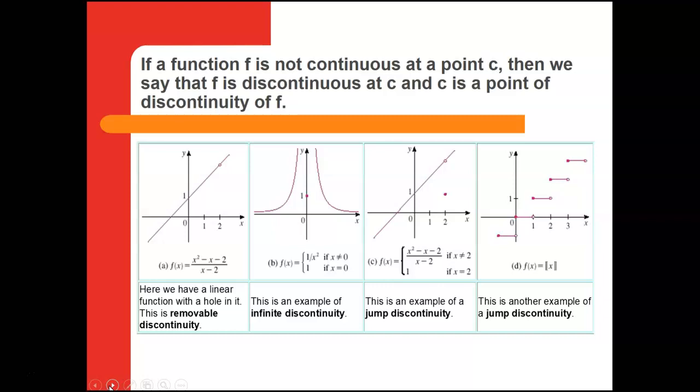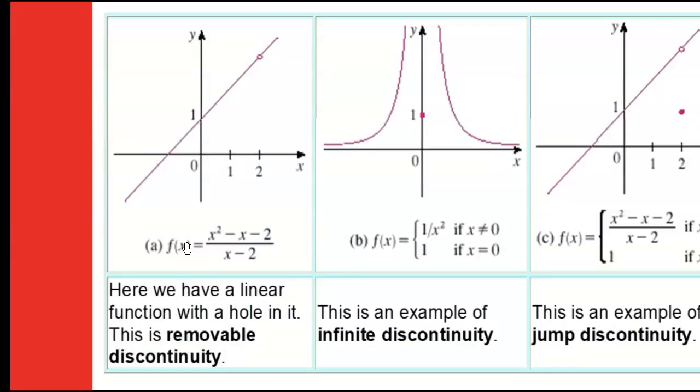All right, so here are examples of continuity versus discontinuity. If a function f is not continuous at a point C, then we say that f is discontinuous at C. C is known as the point of discontinuity. And we talk about all the different types.